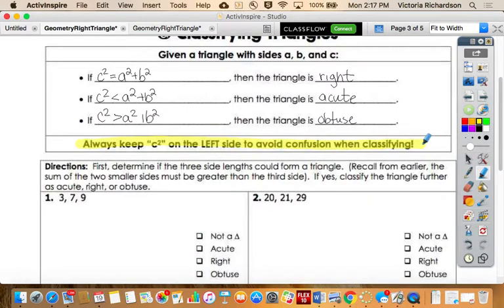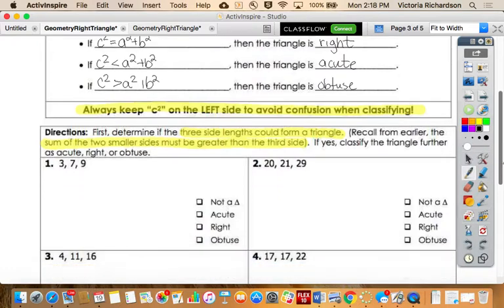Another important thing to remember is that you first need to determine if the three side lengths actually could form a triangle. So we need to do that by determining if the sum of the two smaller sides has to be greater than the third side. And if that's not true, then it is not a triangle, and we don't even have to go any further. So we're going to start with number 1.